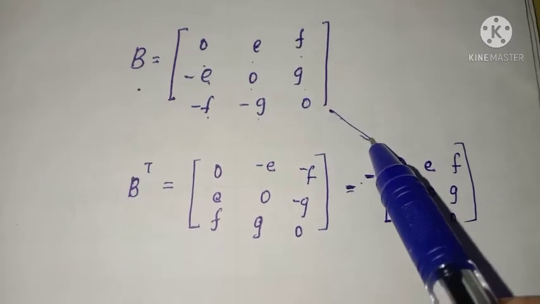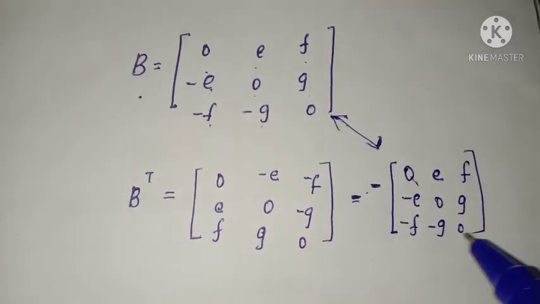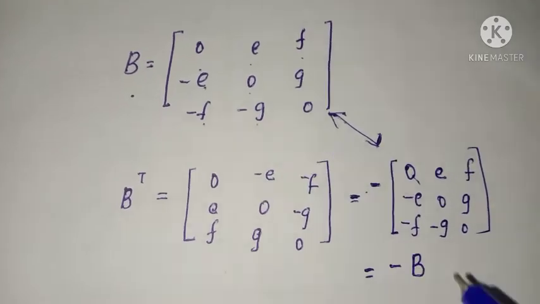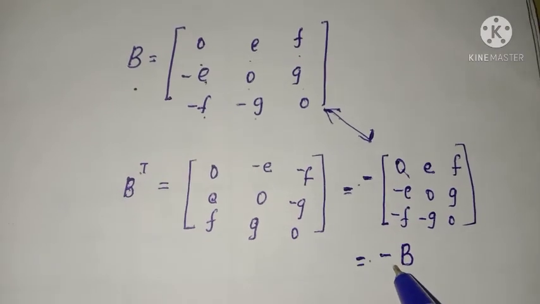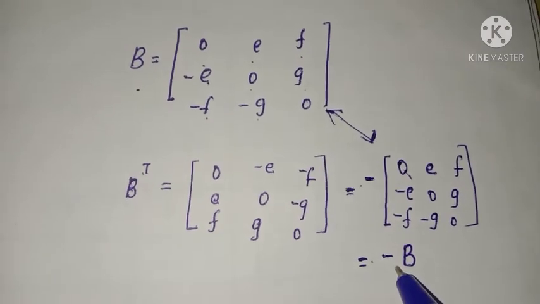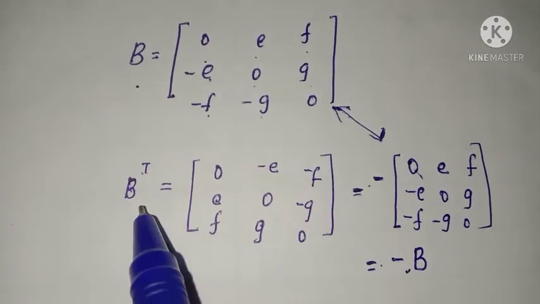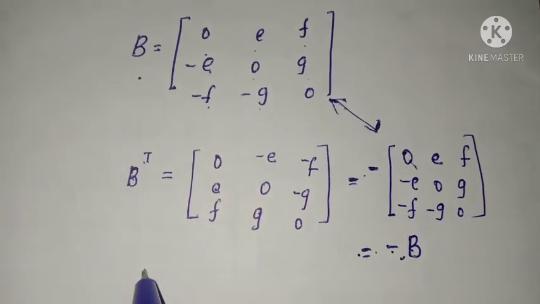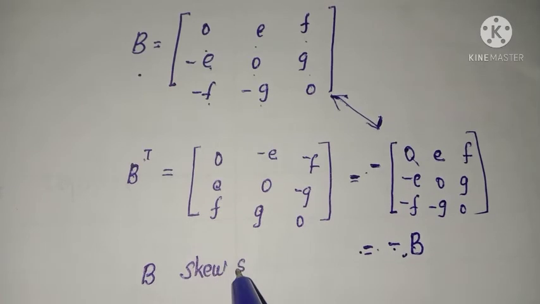Now look at these two matrices. Both the matrices are same. So this matrix is our given matrix B. Okay. So B transpose is equal to minus B. So if B transpose is equal to negative of the given matrix, then the matrix is known as skew symmetric matrix.